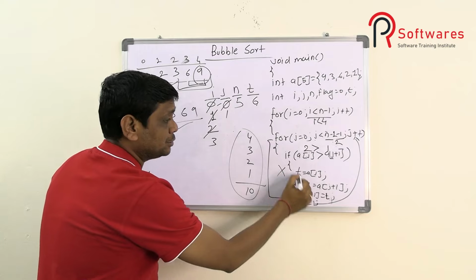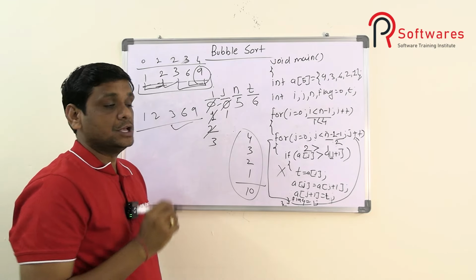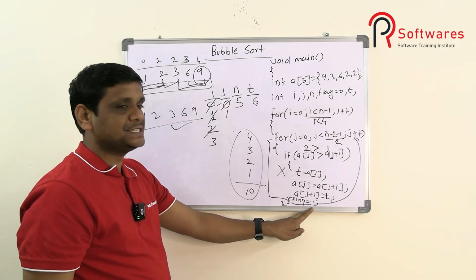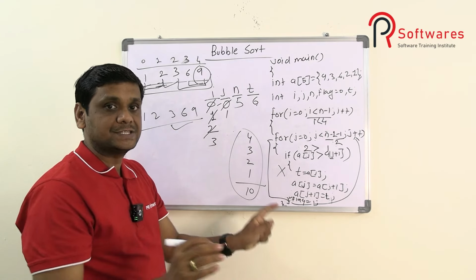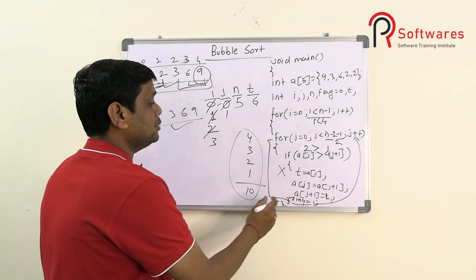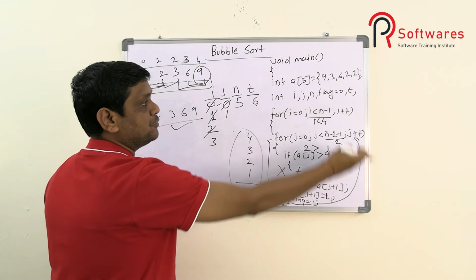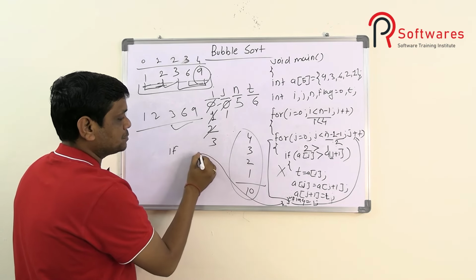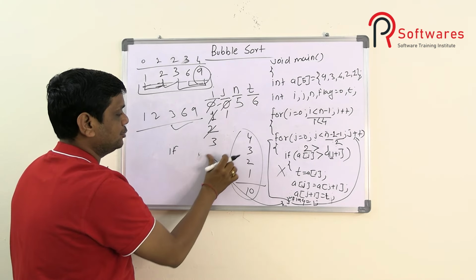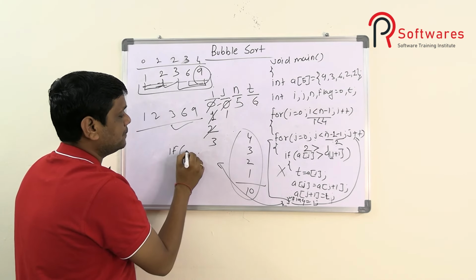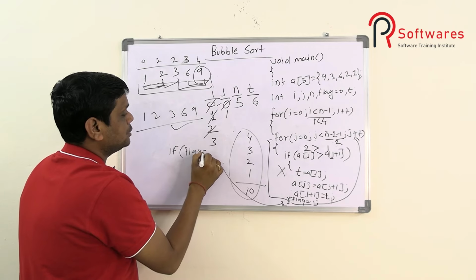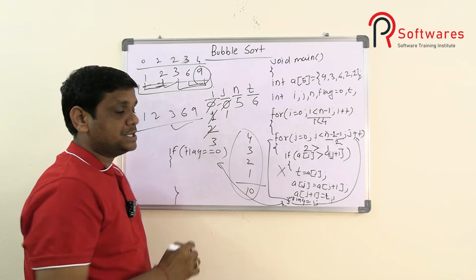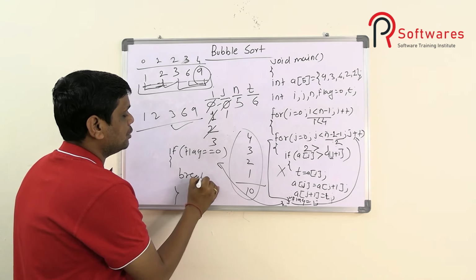It means this logic is not executed. When this logic is not executed, what is the flag value initially? 0. So is it changed? No, because this logic is not executed. So what I will do, before going to the second pass, means before increasing the i value, I will check here. If I write a continuation of this program, in logic, practical I will explain to you, don't worry. I will check here if my flag equals 0, meaning my values are not changed, I will say break. Break means what? Stop.